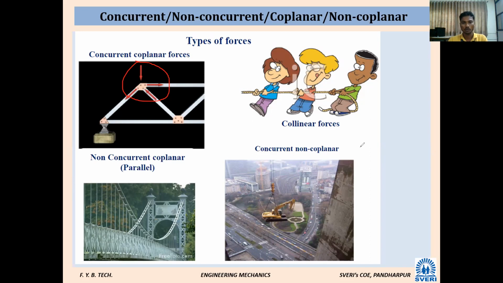Further, collinear forces. If the lines of action of forces pass through only one line, they are collinear forces. An example is tug of war. Whenever you pull the rope, the lines of action of all the forces pass through a single line. It is called collinear forces. Whatever forces will be there in that will be collinear forces.